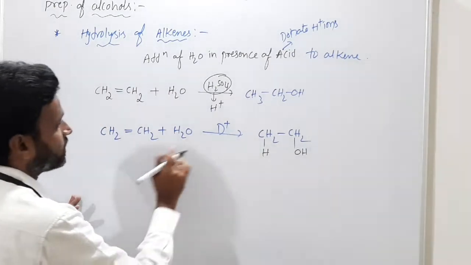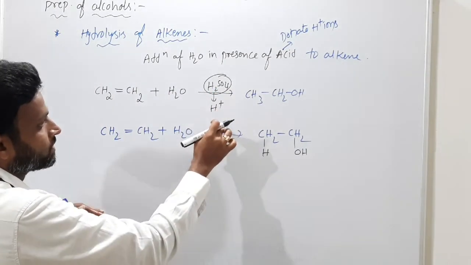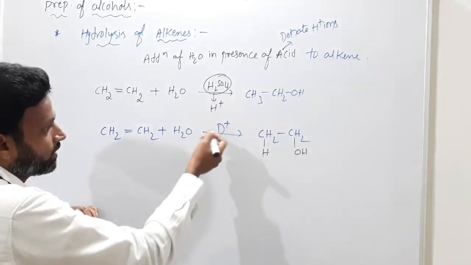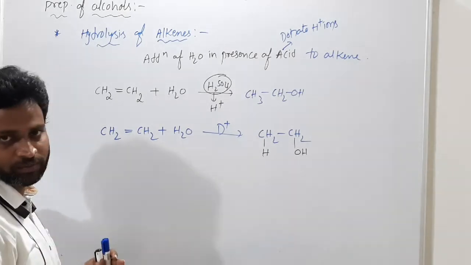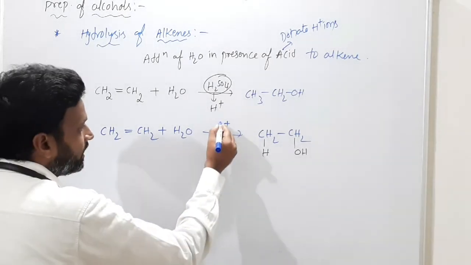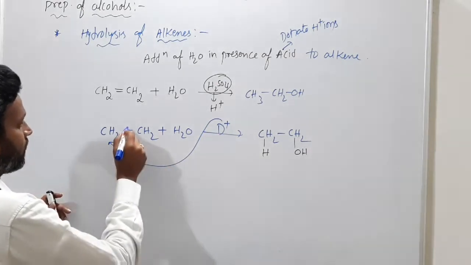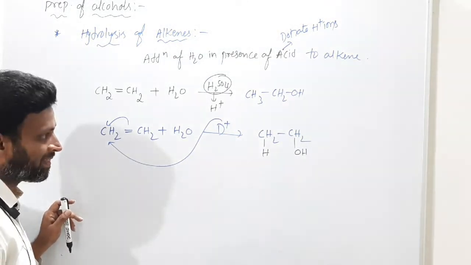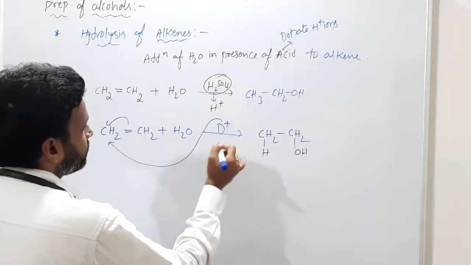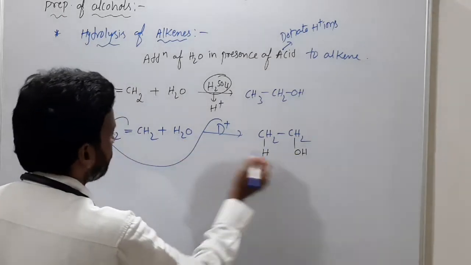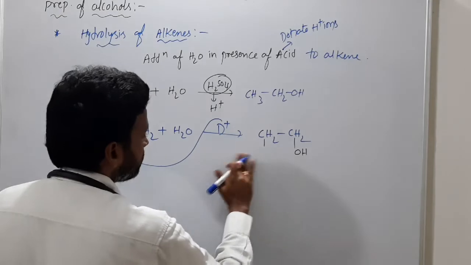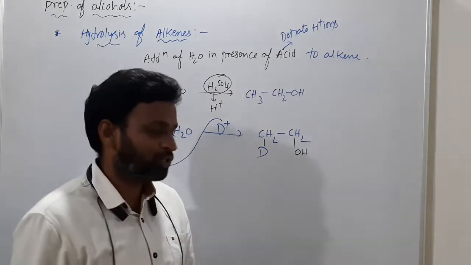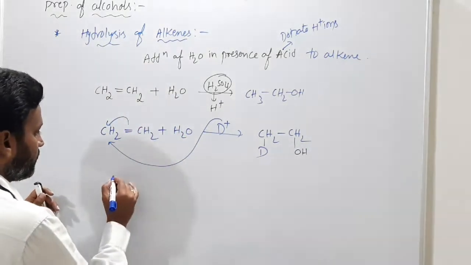So here protonation will be done by the acid, which donated. So H plus, hydronium ion, deuterium ion will be the donor here. So D plus will add on this first, on any one of the carbons, because both carbons are the same here. Understood? So D plus will add. Now the negative species, water, will add on this, so OH. So here, not hydrogen, here D will come. So D and OH like this. This is very, very important.